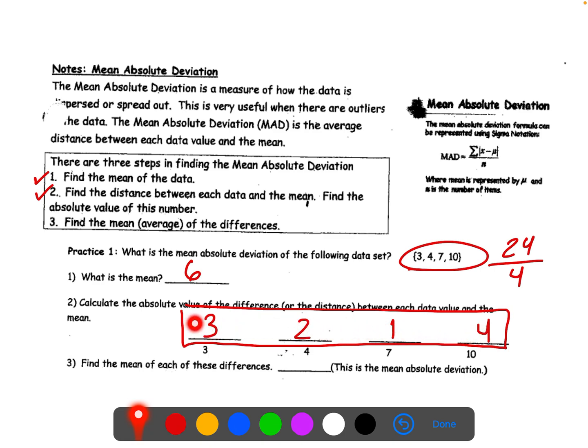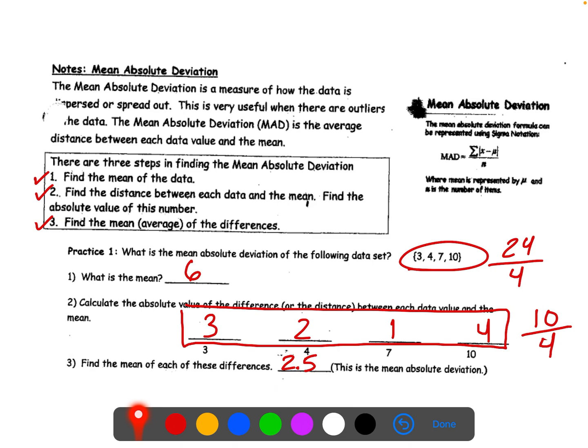Divide it by 4, because there's 4 data points here, and that gives us a mean absolute deviation of 2.5. Again, that was adding up to get the sum of 10, dividing it by 4. Again, we found the mean, and that's our MAD, our mean absolute deviation.